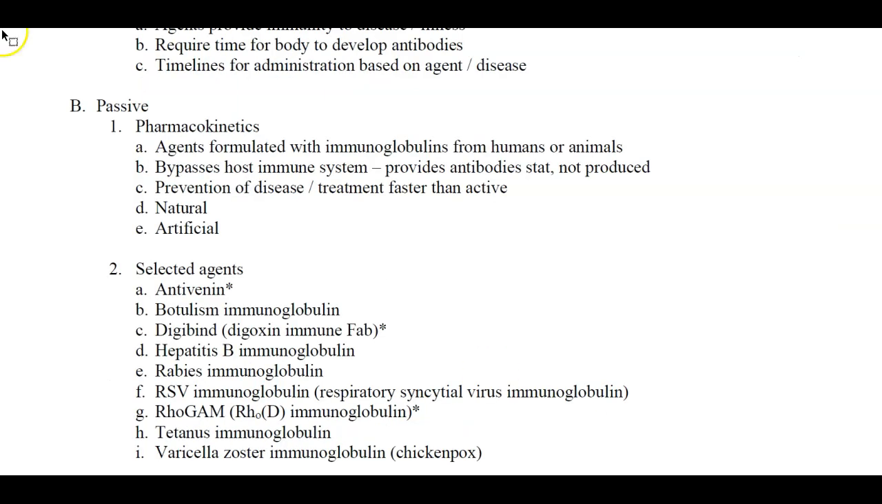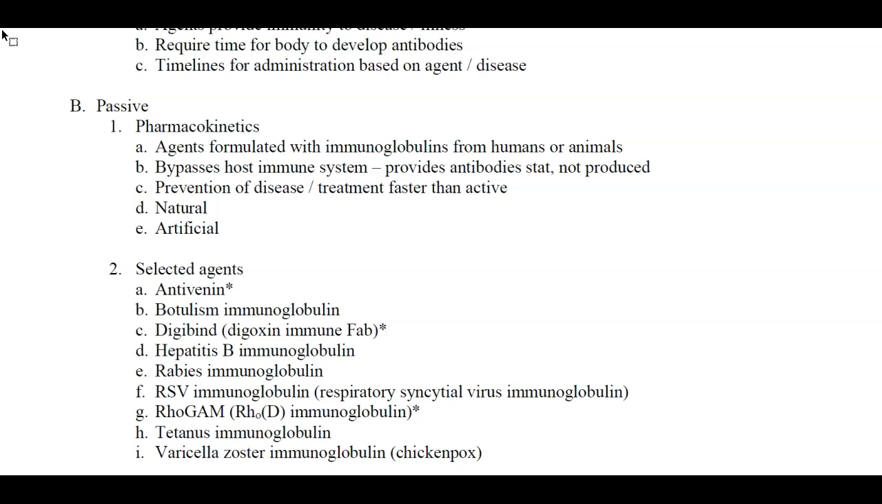Passive immunity, in contrast with active immunity, is very passive. Our body does not have to produce the antibodies. We are actually directly given those immunoglobulins, those antibodies, and so our body doesn't have to work harder, and this is basically a quicker method of having that immunity.